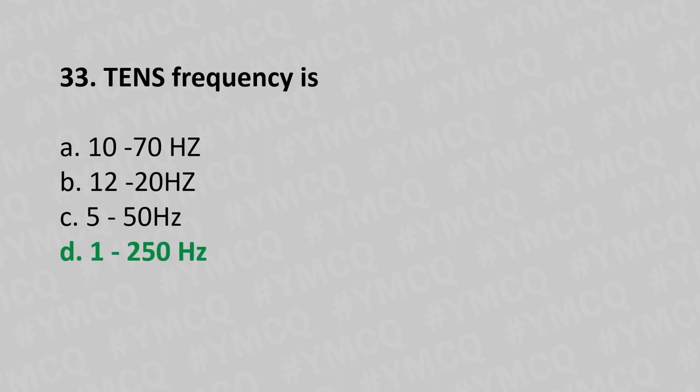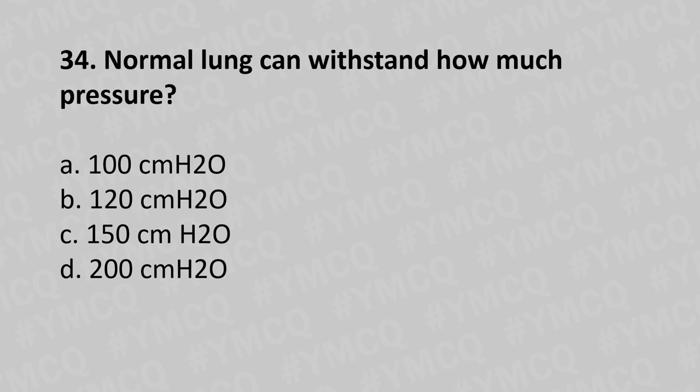Normal lung can withstand how much pressure? Option A, 100 cm H2O. Option B, 120 cm H2O. Option C, 150 cm H2O. Option D, 200 cm H2O.